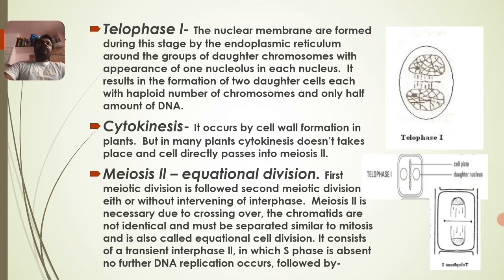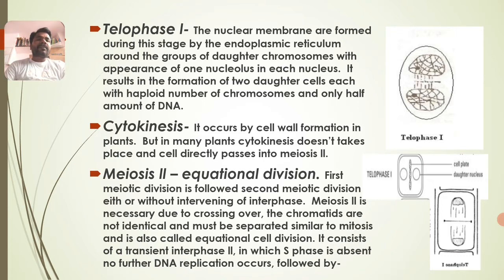The next one is telophase I. The nuclear membrane is formed during this stage. The chromosomes have moved towards the opposite poles and settled in the region of the pole. There is a reappearance of the nuclear membrane, formed by the endoplasmic reticulum around the group of daughter chromosomes, with the appearance of one nucleolus in each nucleus. See in the diagram very clearly, in the nucleus there is one dark dot.